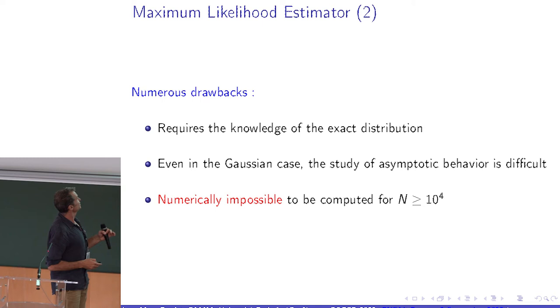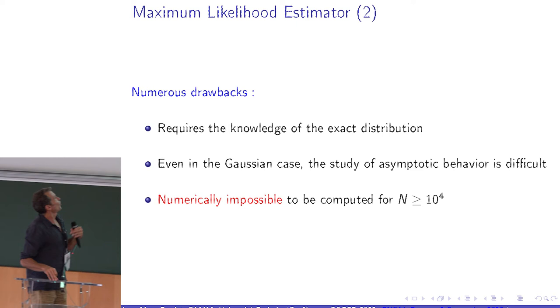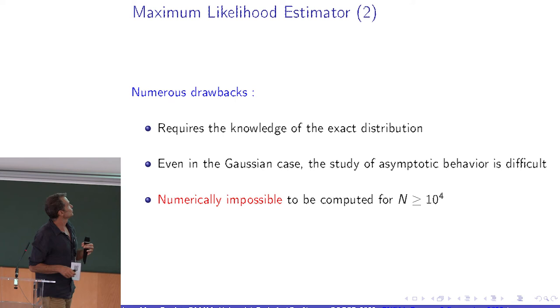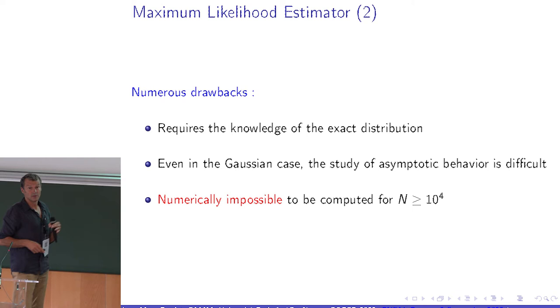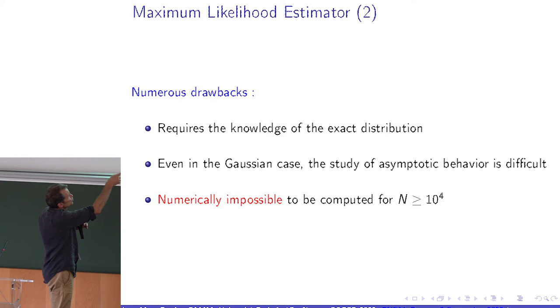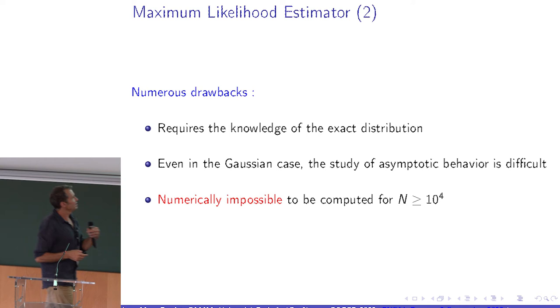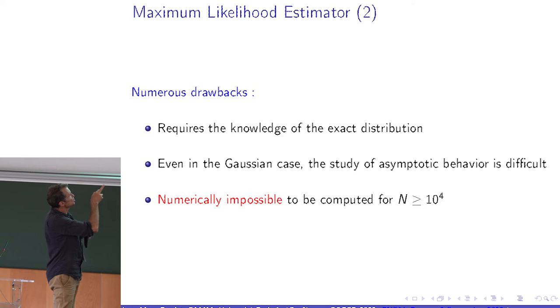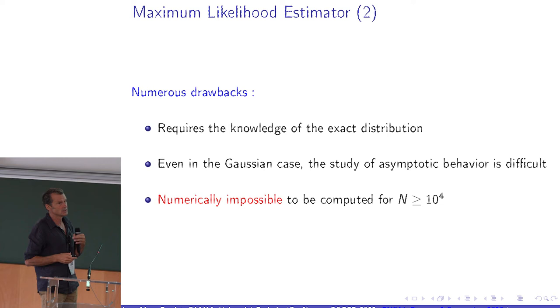Okay, so this is a theoretical way of estimating, but there are numerous drawbacks to such a procedure. First, it requires knowledge of the exact distribution of the process. Even in the Gaussian case, the study of the asymptotic behavior is not really easy, because you see here we use the inverse of the covariance matrix and so on. And numerically, except in certain cases, it's really difficult to obtain an estimation, because you have to invert such a matrix. And so, typically for n greater than 10,000, it becomes very difficult.